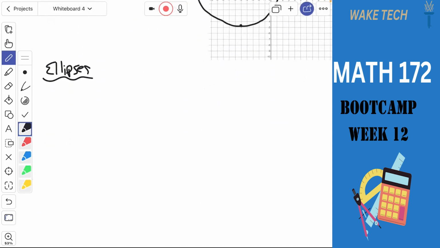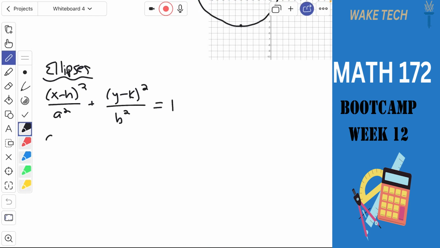Okay, so the standard form for the equation of an ellipse is x minus h squared over a squared plus y minus k squared over b squared is equal to 1. Just like with the circle, the center for the ellipse is at the ordered pair h, k. And what we use the values of a and b for are to determine how far left, right, and up and down we should go. With a circle, we used the radius to determine how far left, right, up, and down we should go. Those were all the same. For an ellipse, they're not all the same.